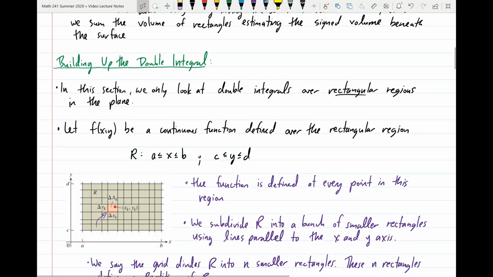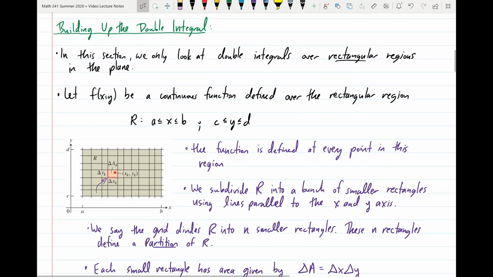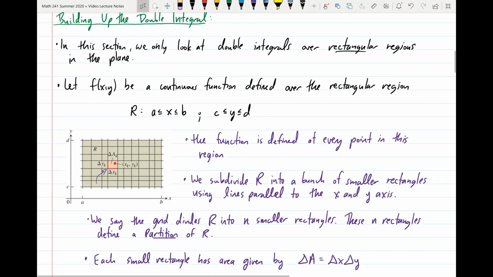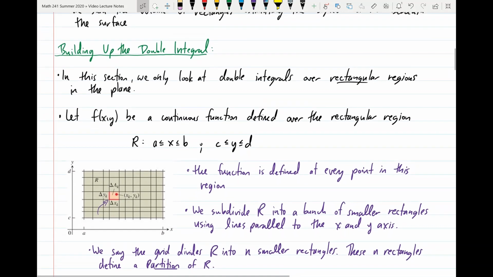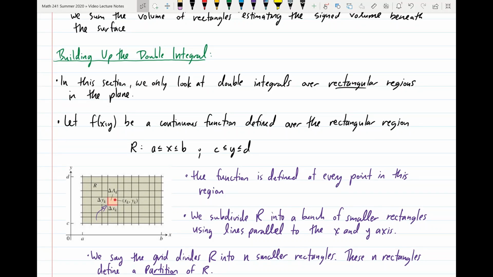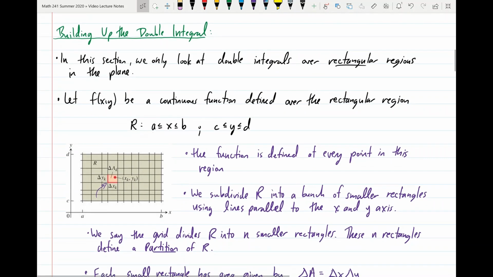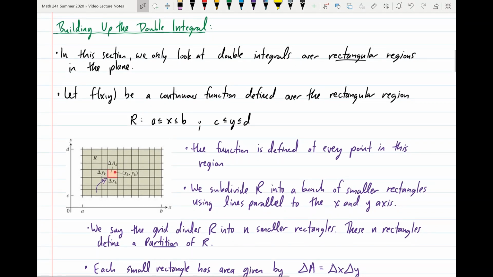So this next section is really going to be somewhat of an abstract description of what the double integral is so that we can build it up, give it a definition, and then after we're done with that, we'll get into calculating double integrals so we can actually find the volume under different surfaces. So again, in this section, we only look at double integrals over rectangular regions in the plane. In section 15.2, we will generalize this notion to different kinds of regions in the plane other than rectangular regions.